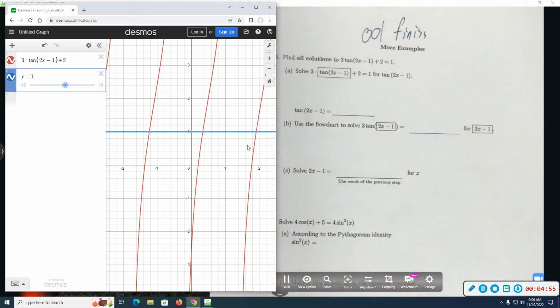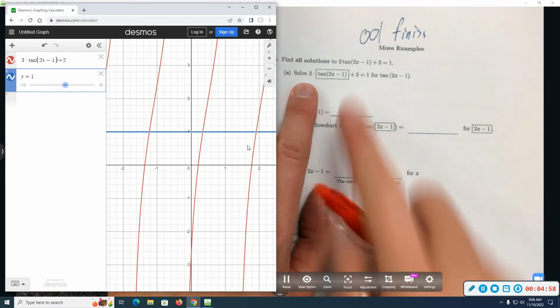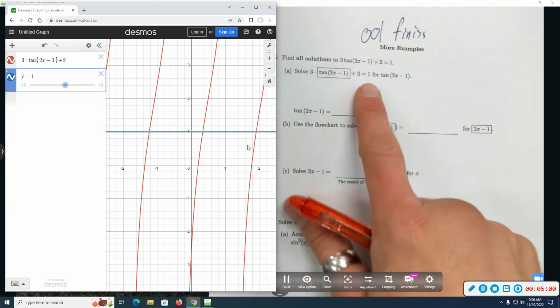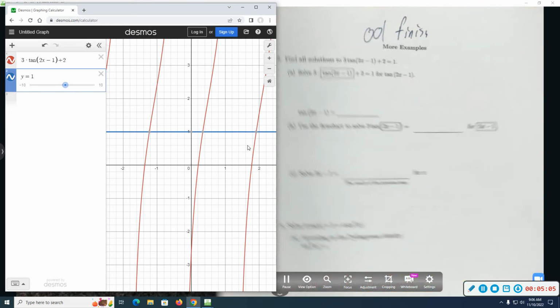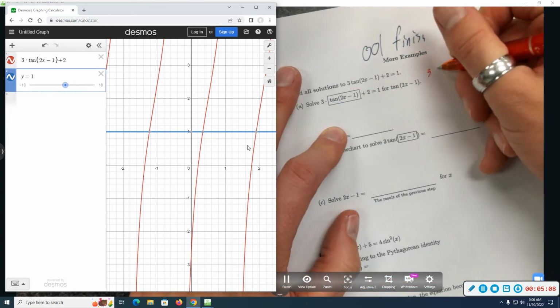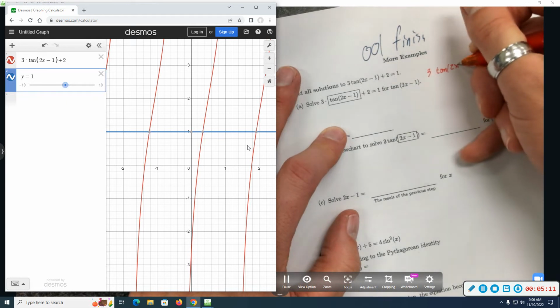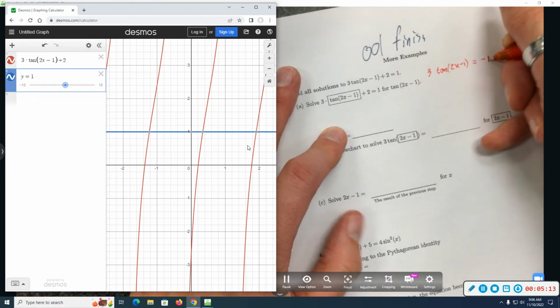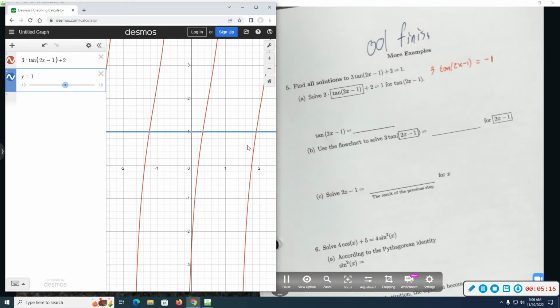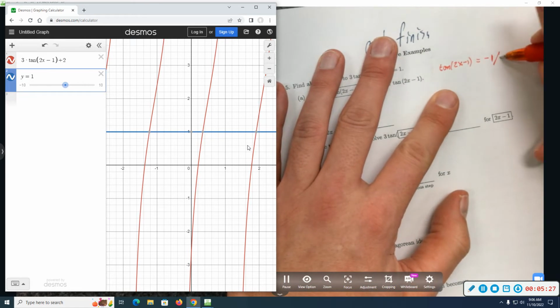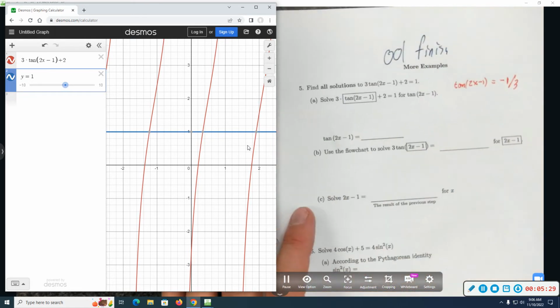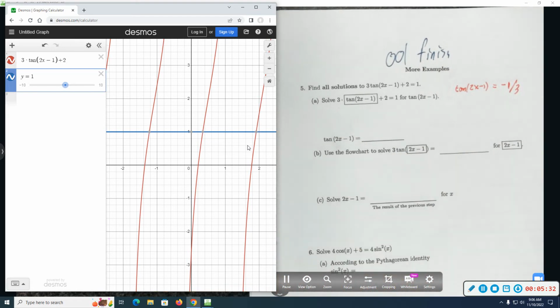So let's look at that last step: multiply by 3, add 2. How do you undo adding 2? Subtracting 2. So you wind up with 3 times the tangent of 2x minus 1 equals, I guess, minus 1. What undoes multiplication by 3? Division by 3. And I have the benefit that I have erasers, so I'm not going to write a new line for this. Nice. Now I see tangent of some stuff equals negative a third.